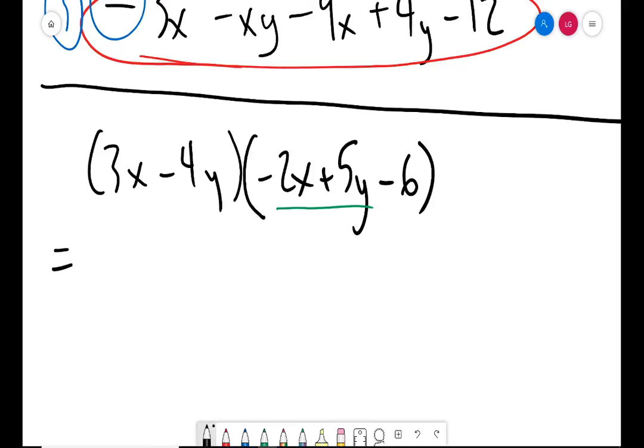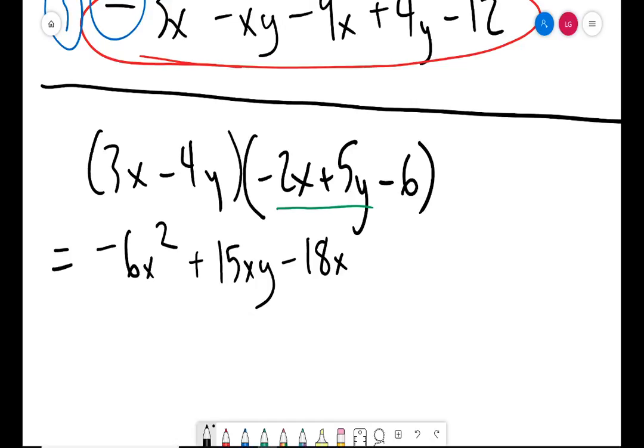So I think each set of parentheses, I'm looking at it, 3x minus 4y, nothing to do there. Negative 2x plus 5y minus 6, nothing to do there. So I'm going to execute the implied multiplication between the sets of parentheses. And I'll start by multiplying 3x, the first term in the first set of parentheses, by each of the terms in the second set. So 3x times negative 2x, that's negative 6x squared. 3x times 5y, that's 15x times y. 3x times negative 6, that's negative 18x.